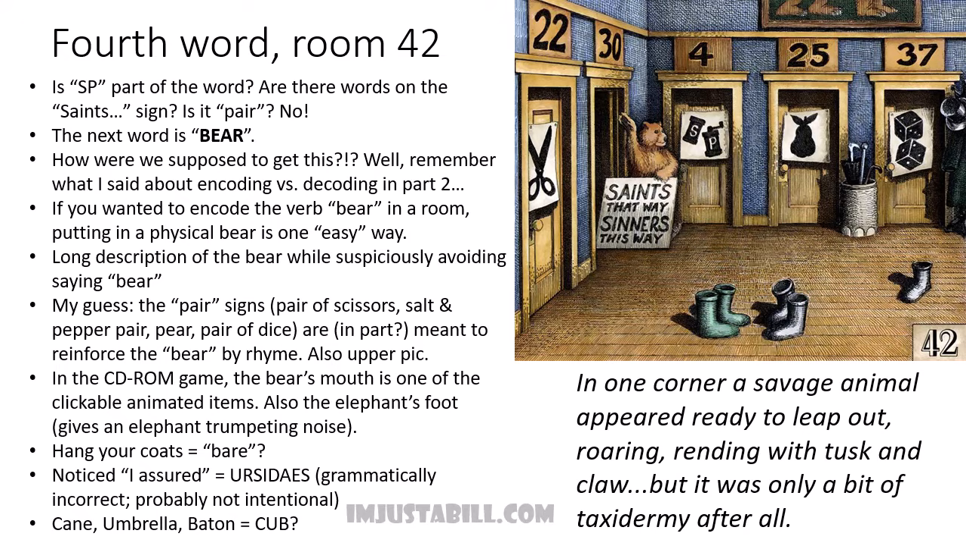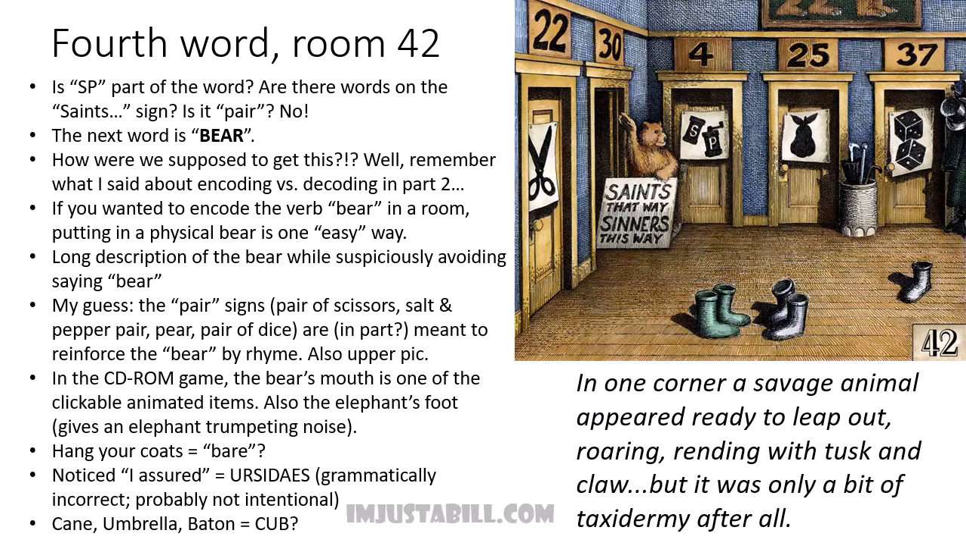Well, again, remember what I said about encoding versus decoding back in part 2 of my commentary on the riddle. If you wanted to encode the verb bear in a room, you're a puzzle maker, you want to hide the word bear in a way that can be discovered. Well, I think putting a physical bear, as is done here, is kind of the most straightforward way. And it's interesting, if you read the description that's in there, it gives a long description of the bear while suspiciously avoiding saying the word bear.